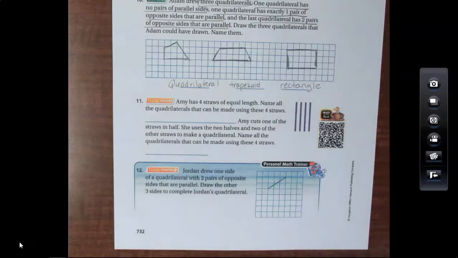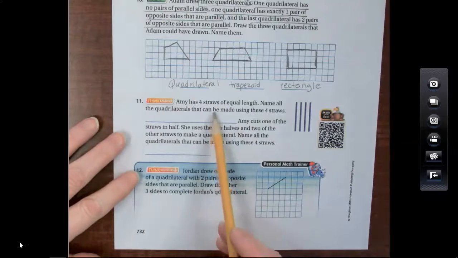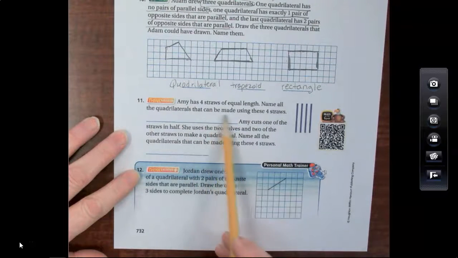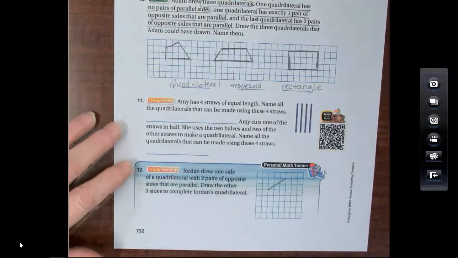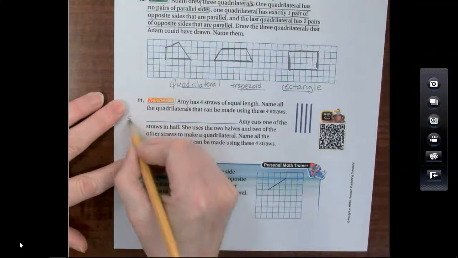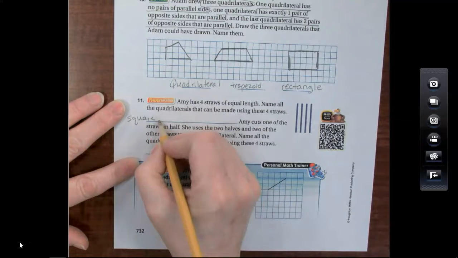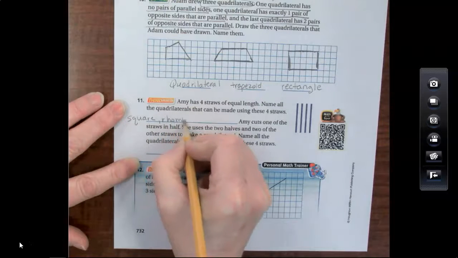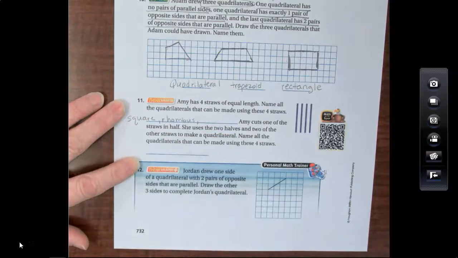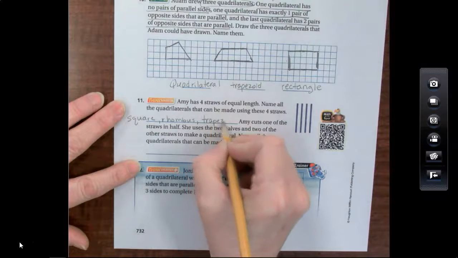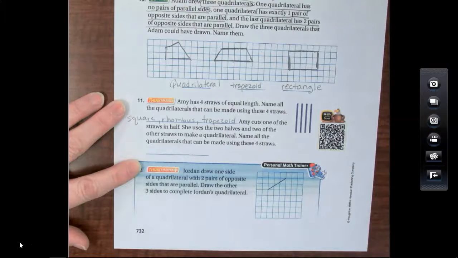Okay, boys and girls, let's do 11 and 12, and then you'll do some pages 733 and 734 on your own. It says Amy has 4 straws of equal length. See the straws? Name all the quadrilaterals that can be made using 4 straws. Well, you could move those around easily enough and make a square. You could also make a rhombus. You could also make a trapezoid. And you could make a rectangle.